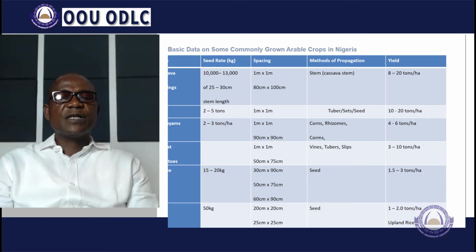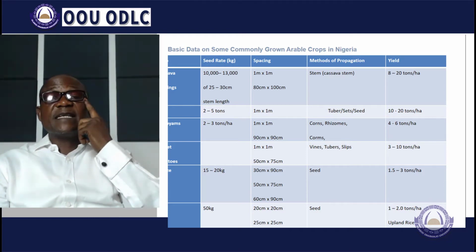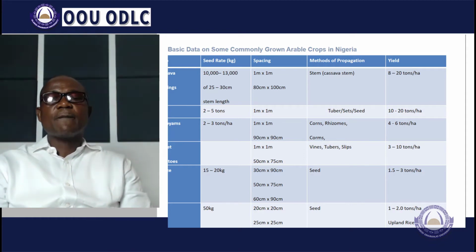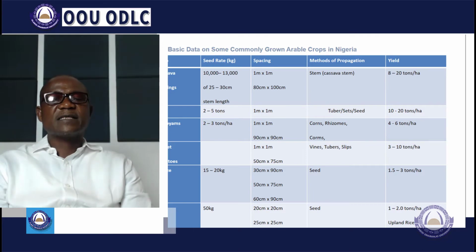Cocoyam, 2 to 3 tons per hectare is the seed rate. The spacing is 1 meter by 1 meter or 90 centimeters by 90 centimeters, that is 0.9 meter by 0.9 meter. Then the method of propagation, planting material, is the culms, the rhizomes that are used in propagating cocoyam. And expected yield is between 4 and 6 tons per hectare.